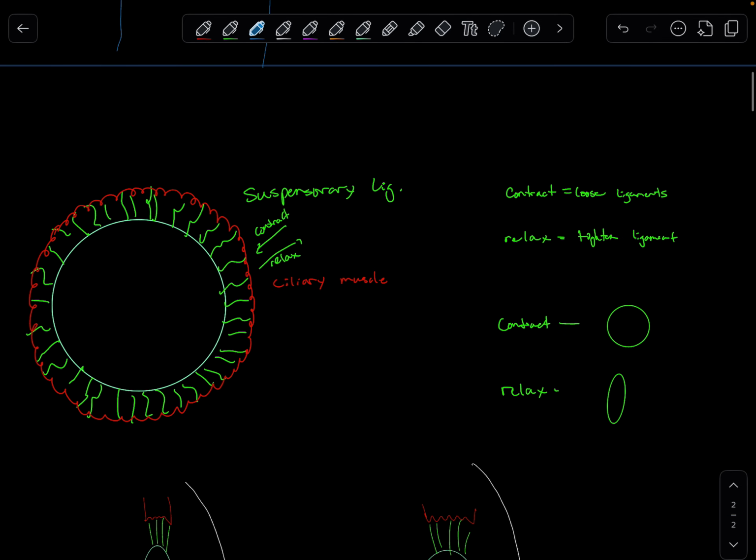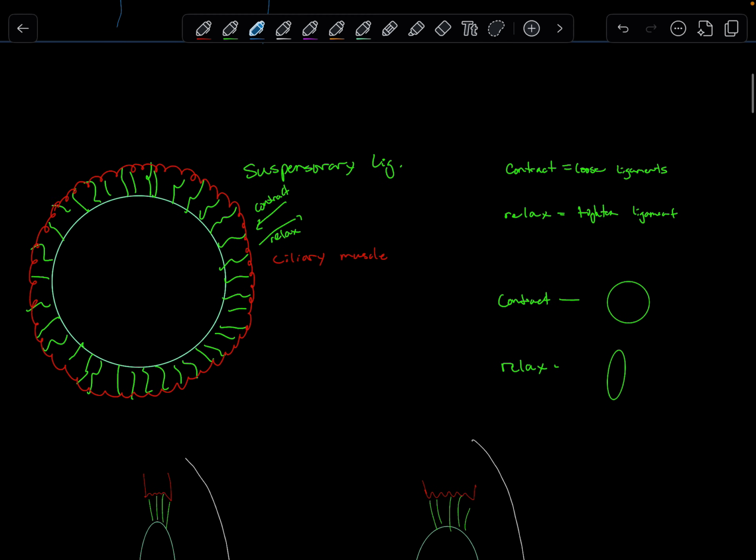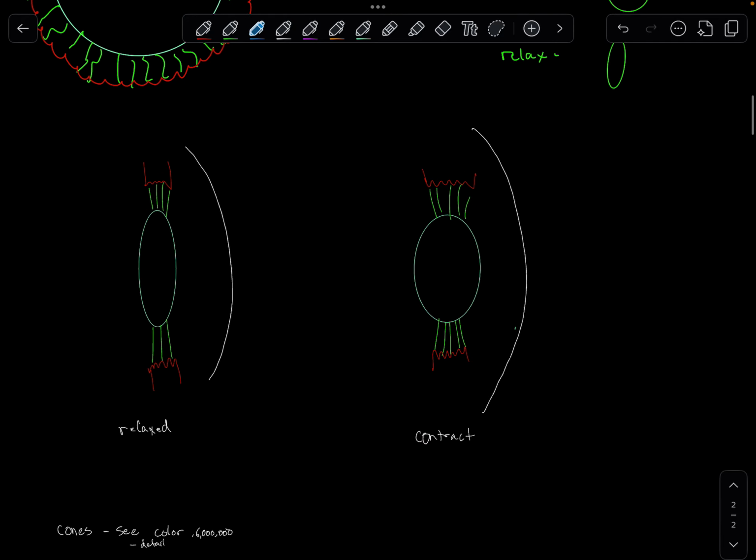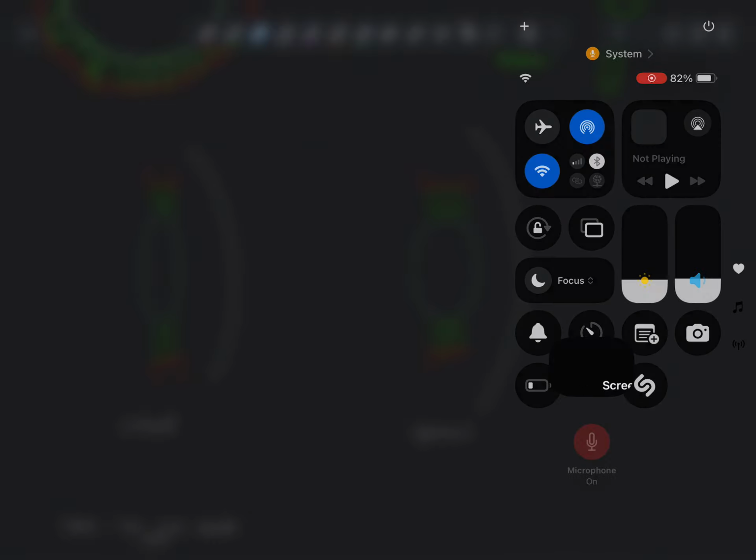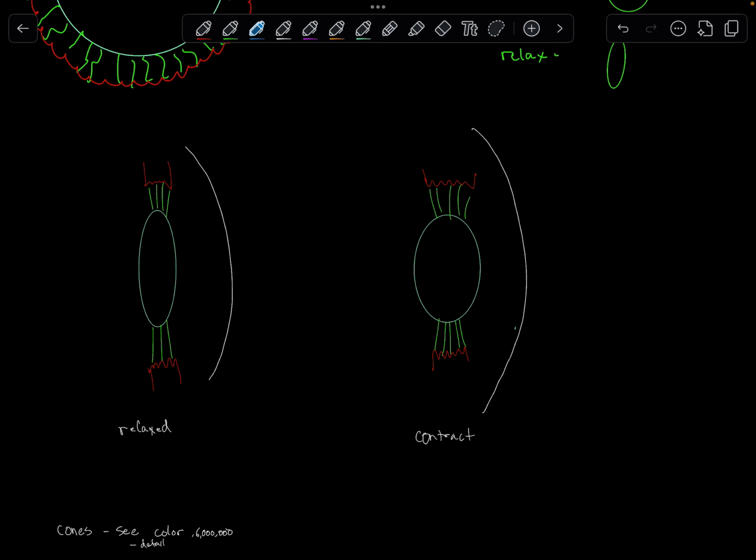Now we're going to take a deeper look into eyes. What I've drawn out here is a lens. Okay, we're looking at the eye here from a side angle. I'll make sure we're recording. This right here is the lens. And right here, those are suspensory ligaments, and this is ciliary muscle. And this is going to go all the way around the eye and the lens.